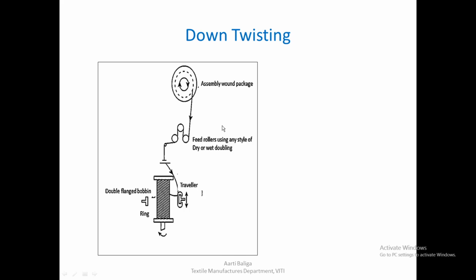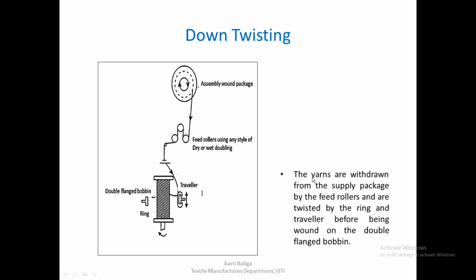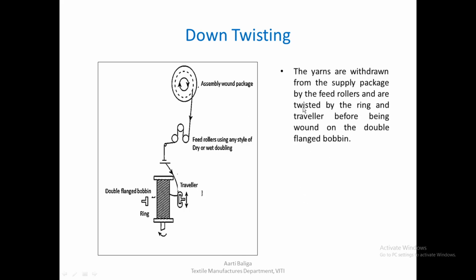So let us just refresh our memory on down twisting. A part of this we have already studied in lecture 1, where we have an assembly wound package. The feed rollers, using any style of dry or wet doubling, are going to feed the yarns that are to be plied further, and it will be twisted and wound onto a double flanged bobbin with the help of a ring and traveler system. So this was the normal passage. The yarns are withdrawn from the supply package by the feed rollers and are twisted by the ring and traveler before being wound on a double flanged bobbin.